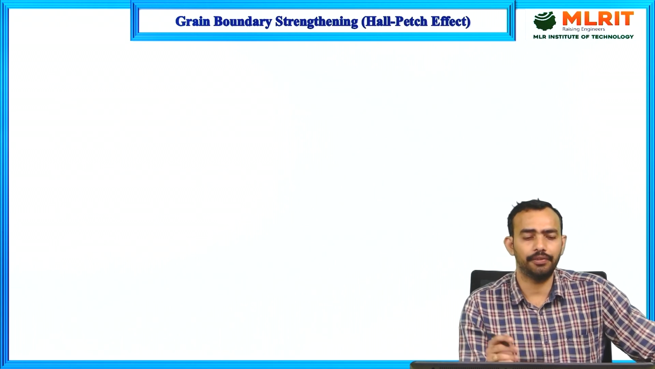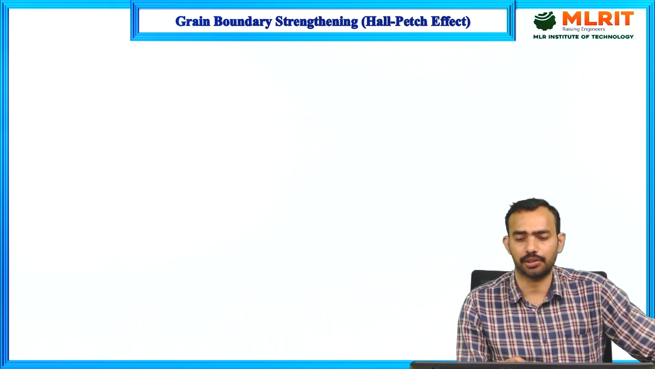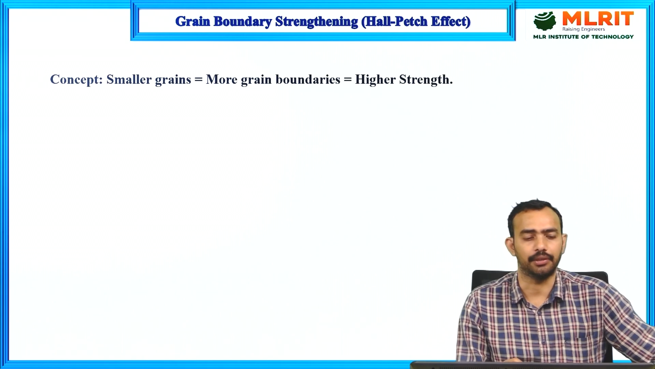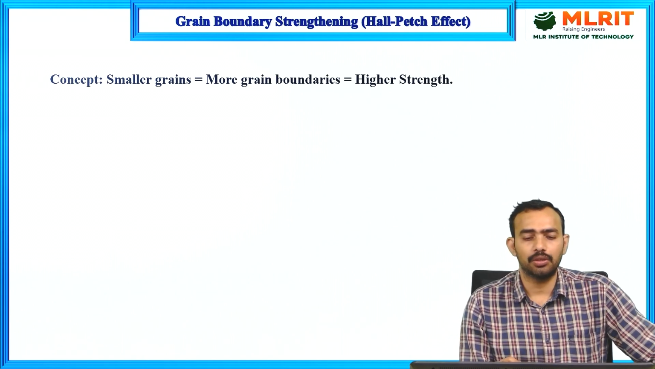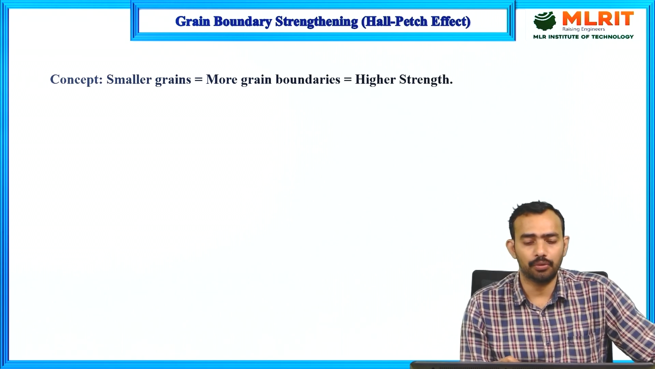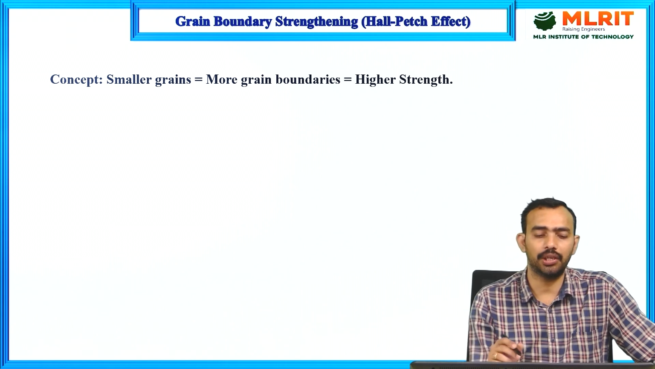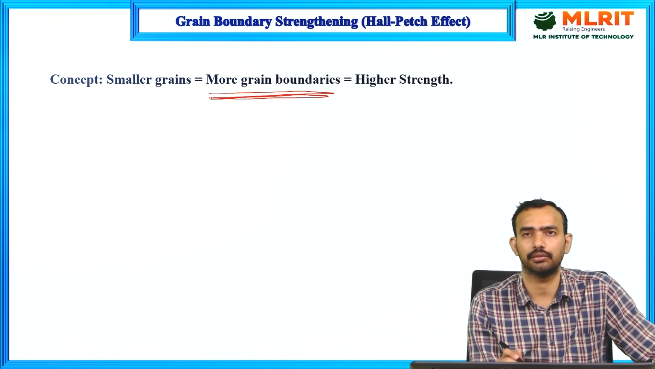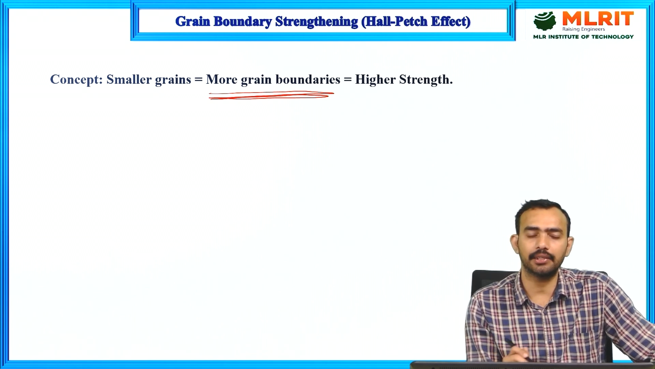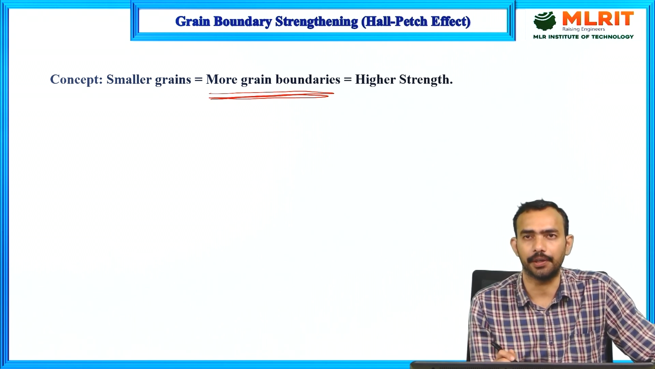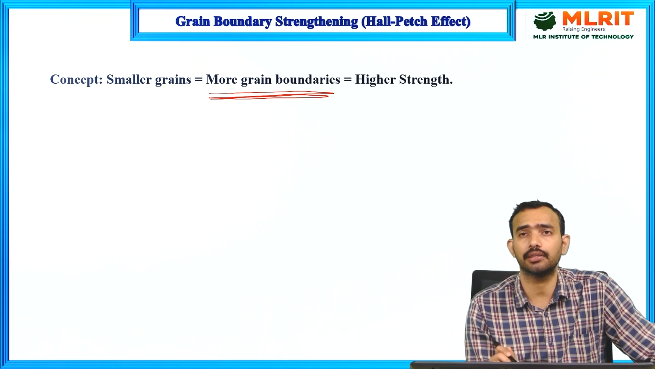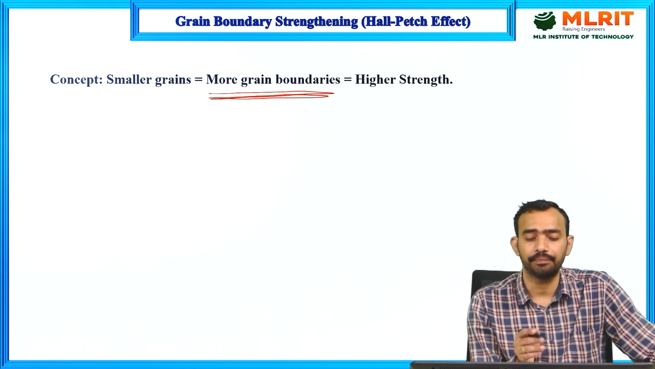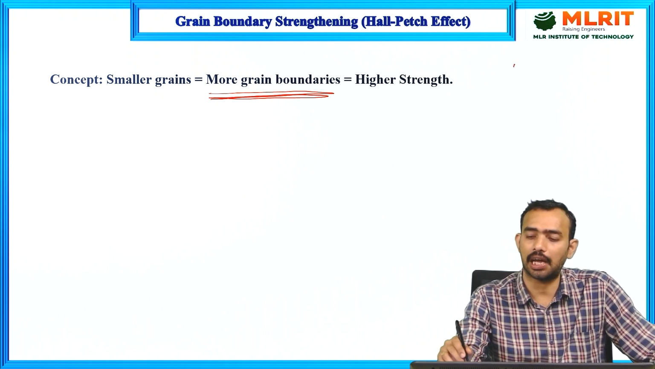So first we will look at what grain boundary strengthening is. What is the concept? How do we increase it? We have to strengthen the grain boundaries. That means indirectly we are increasing the grain boundaries in the material. So how can you increase the grain boundaries, so that the dislocation will travel?